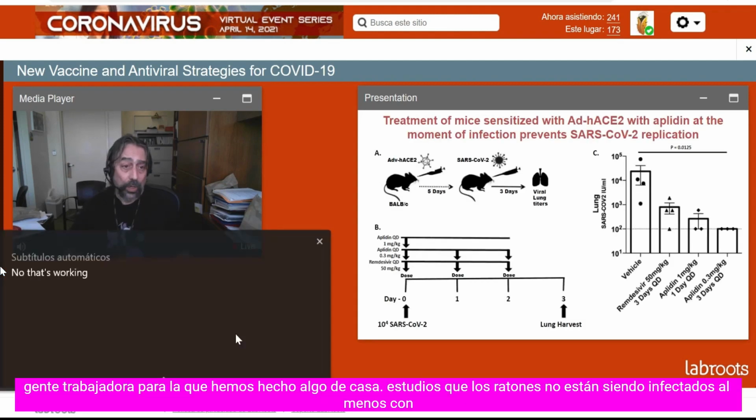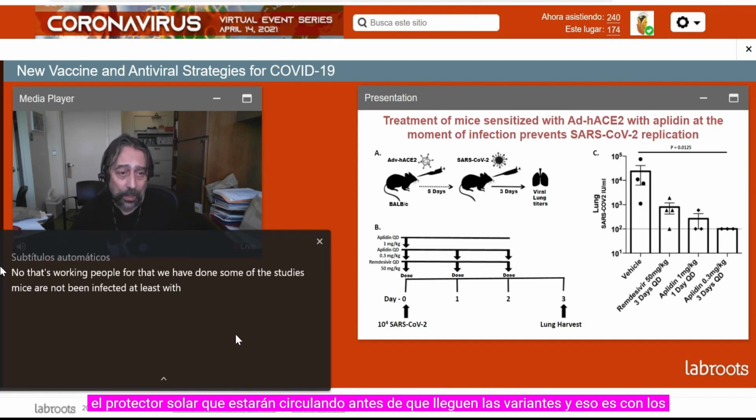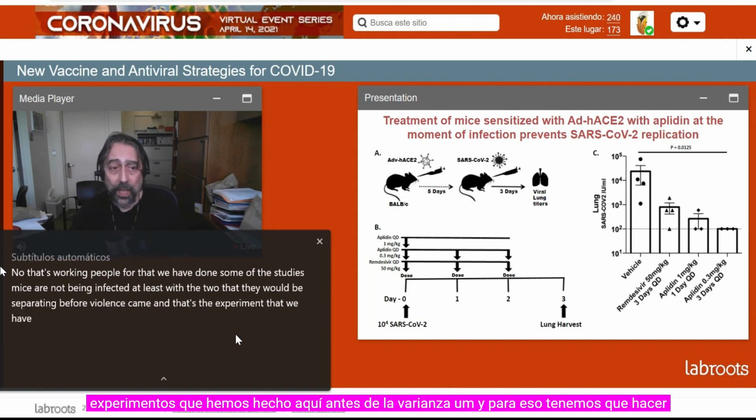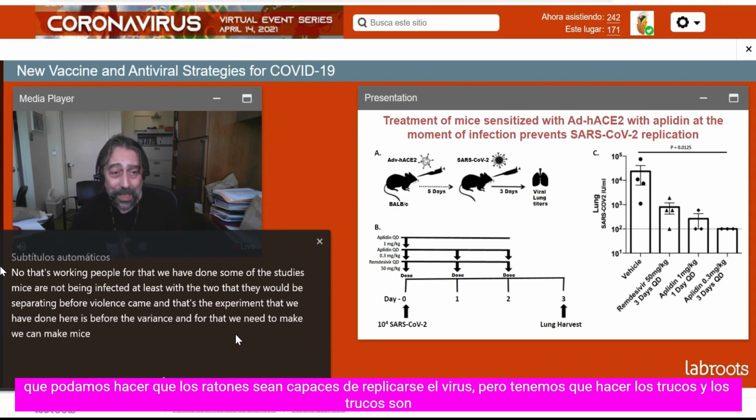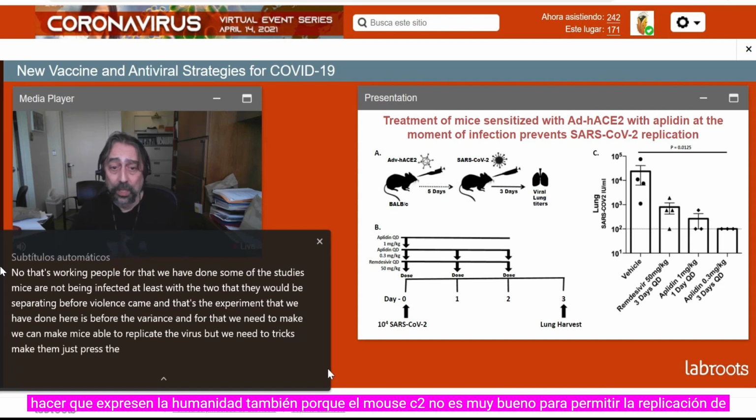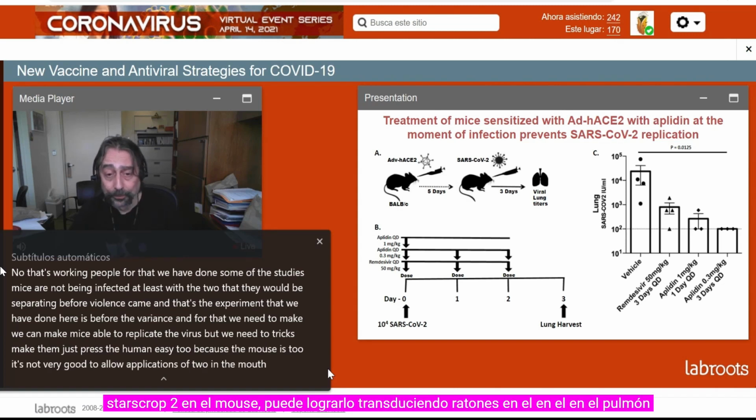Now, does it work in vivo? For that, we have done some mouse studies. Mice are not infected by the SARS-CoV-2 that was circulating before variants came, and the experiment that we have done here is before the variants. We can make mice able to replicate the virus, but we need to do tricks. The trick is to make them express human ACE2, because the mouse ACE2 is not very good at allowing replication of SARS-CoV-2.